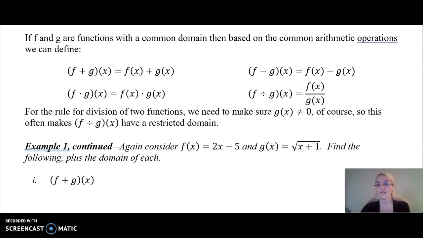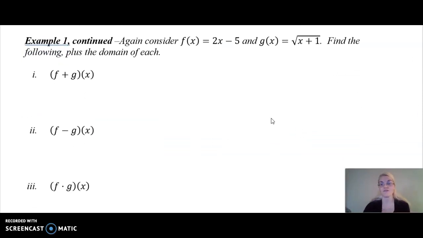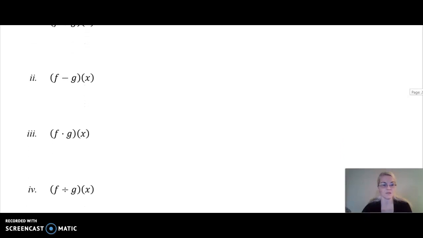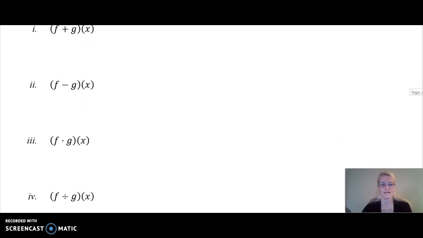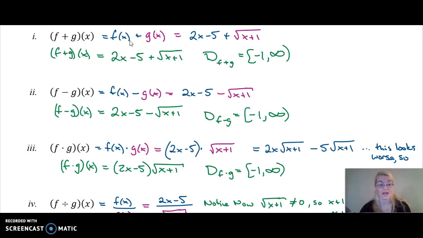So looking at our same example functions again, f is 2x minus 5 and g is the square root of x plus 1. Find the following of each, plus the domain of each. So give this a try: part i, double i, triple i, and little 4i, I guess. Pause and compute.